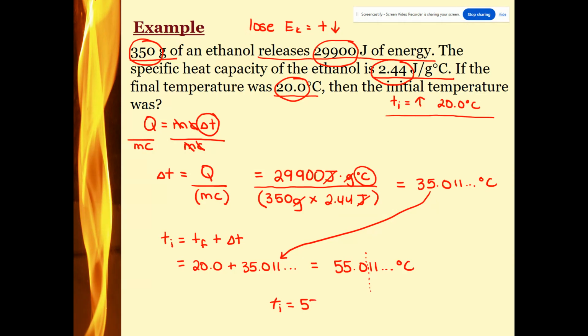It would just be 55. Again, I'm not cutting off a number that's 5 or more to round the 0 up, so it stays as 55.0 degrees Celsius. I always recommend putting a box around your final answer. And that is the final answer to this question.